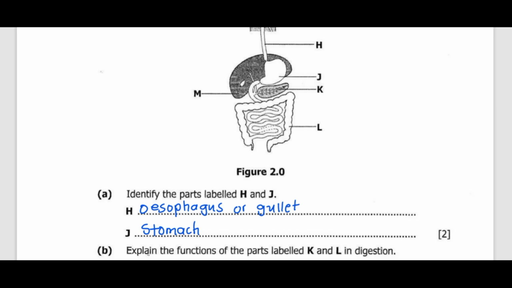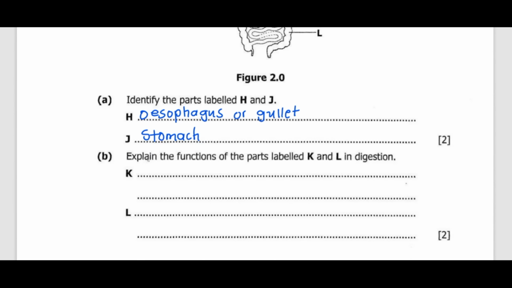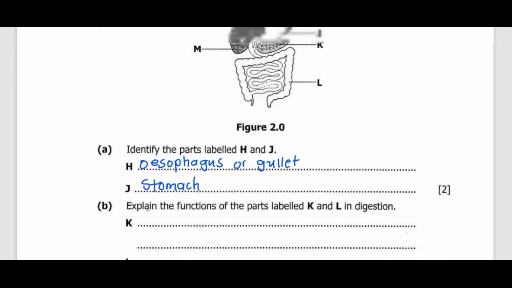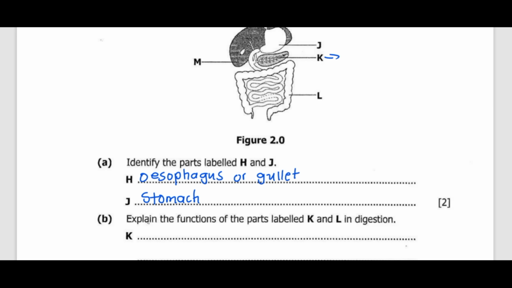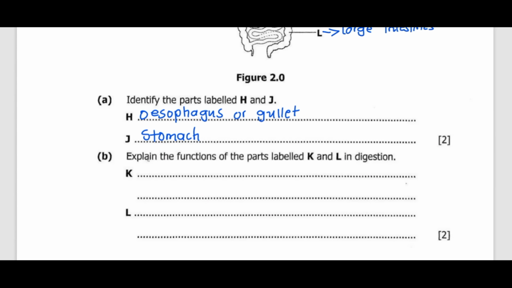Then let's look at question B. Explain the functions of the parts labeled K and L in digestion. Let's go back to see our K. K is the pancreas. So what is the function of our pancreas in digestion? Then also L is the large intestine. We also need to indicate the function of the large intestine in digestion. Whatever we do, we need to make sure that our answers are in line with digestion.